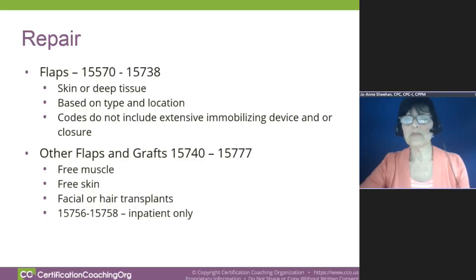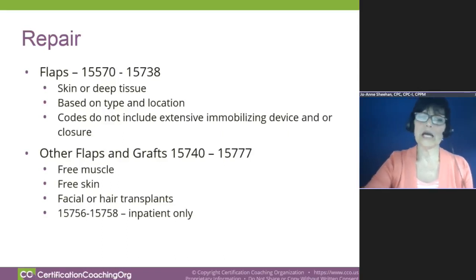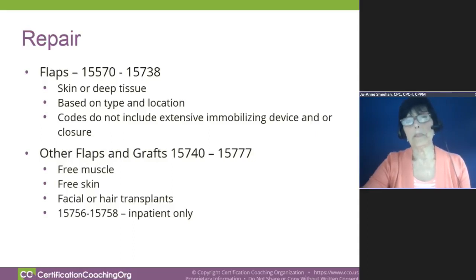Repair flaps, 15570 to 15738. It can either be skin or deep tissue. It's based on the type and the location, and codes do not include extensive immobilizing device enclosure. So you want to read over the flaps and make sure you understand those as well. There are other flaps and graft codes, 15740 to 15777: free muscle, free skin, facial or hair transplants.